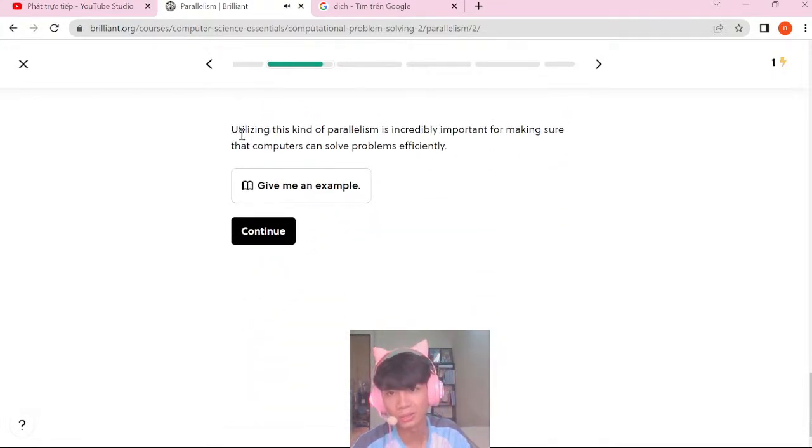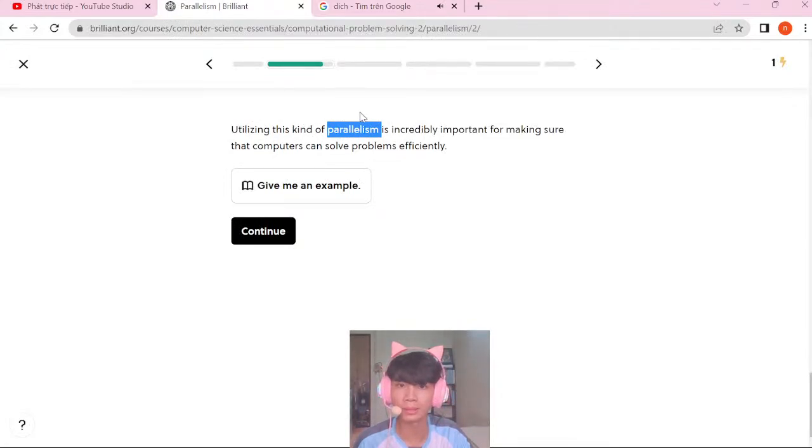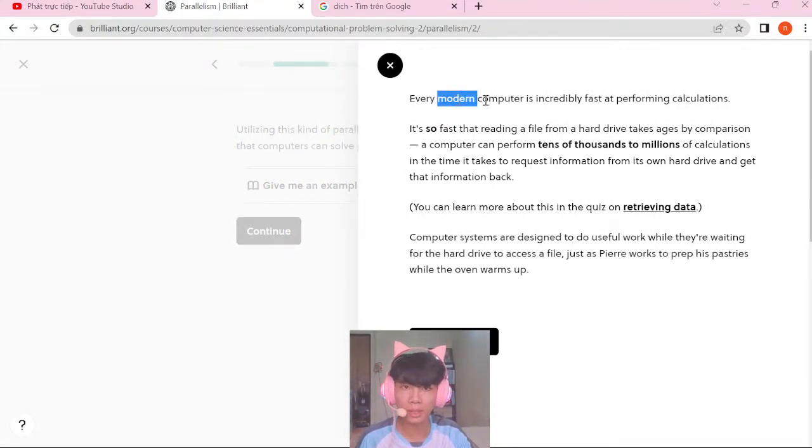Okay, quite understand, quite good. Utilizing this kind of parallelism is incredibly important for making sure that computers can solve problems effectively. Even modern computers are incredibly fast at performing calculations. It's so fast that reading a file from a hard drive takes an age. By comparison, a computer can perform tens of thousands to millions of calculations in the time it takes to request information from its own hard drive and get that information back. You can learn more about this in the quiz on retrieving data.